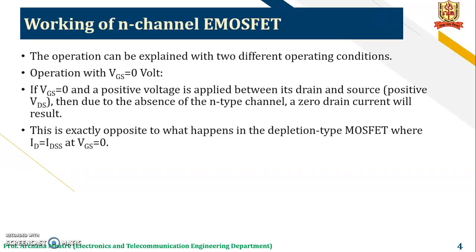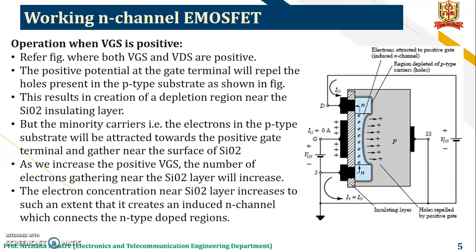Working of N-channel E MOSFET. The operation can be explained with two different operating conditions. First, operation with VGS equal to 0 volt. If VGS is equal to 0 volt and a positive voltage is applied between its drain and source, that is positive VDS, then due to the absence of N-type channel, a zero drain current will result. This is exactly opposite to what happens in the depletion type MOSFET, where ID is equal to IDSS at VGS equal to 0.